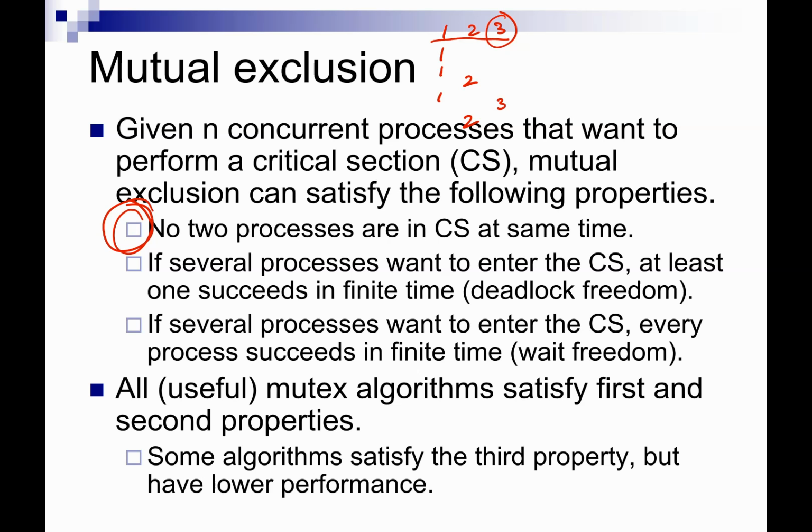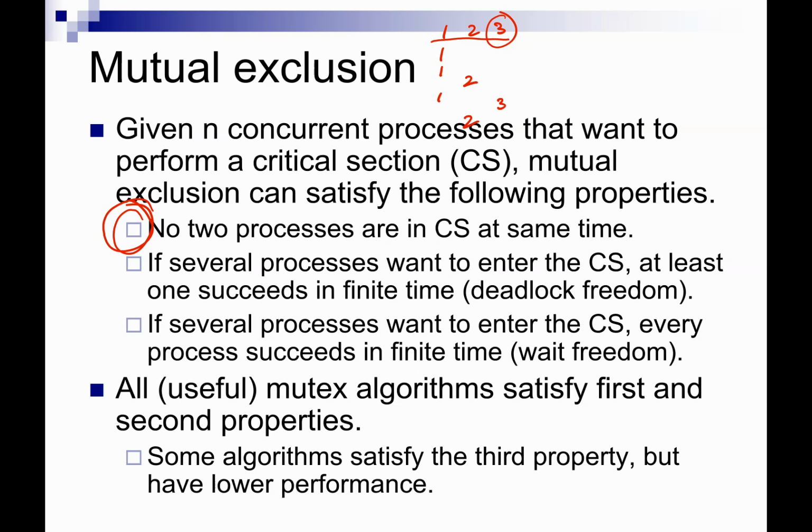Meaning that you can write very efficient algorithms that satisfy deadlock freedom, but if you require the algorithm to be wait free, then the algorithm must be much more expensive. Oftentimes it's not really worth the cost to write such an expensive algorithm. So usually we're satisfied with just having an algorithm that's deadlock free.